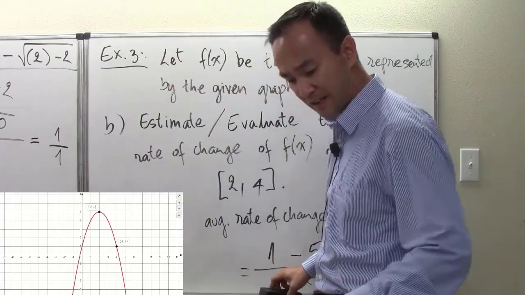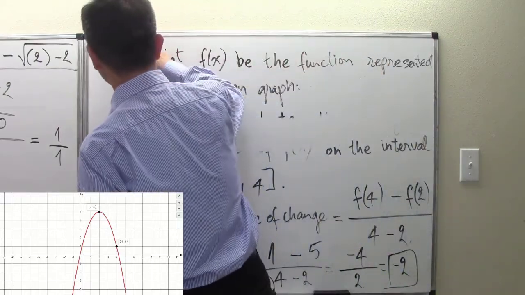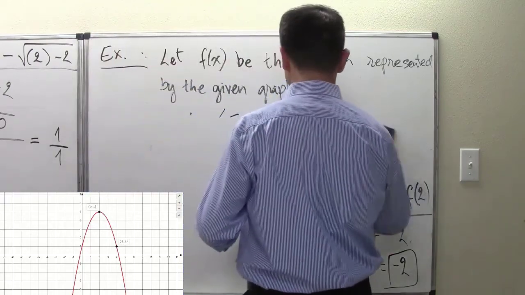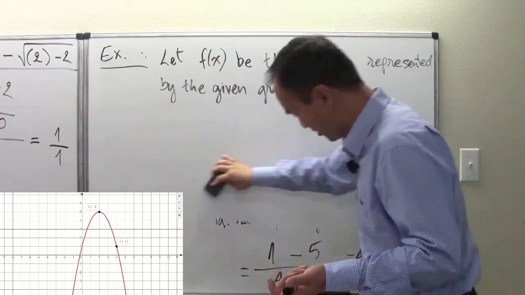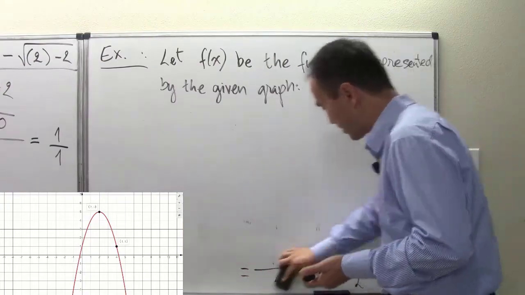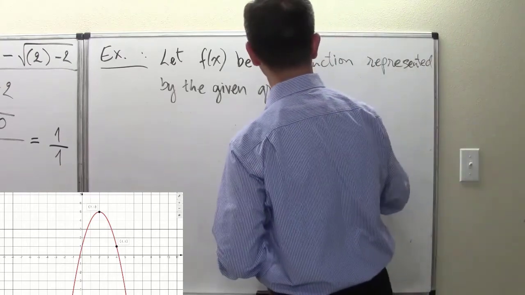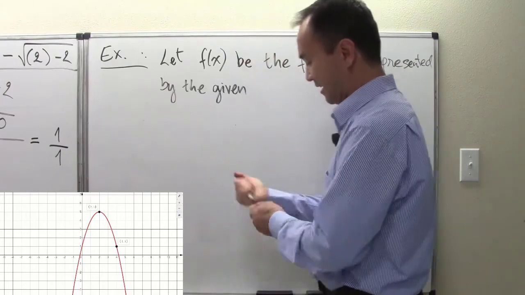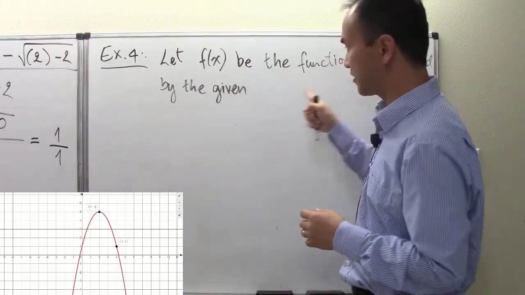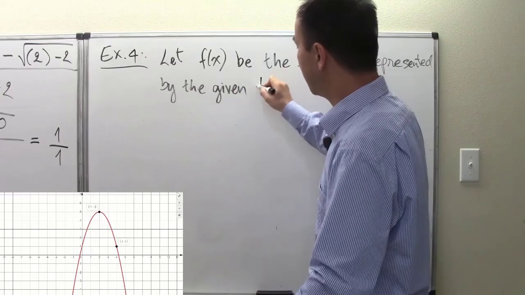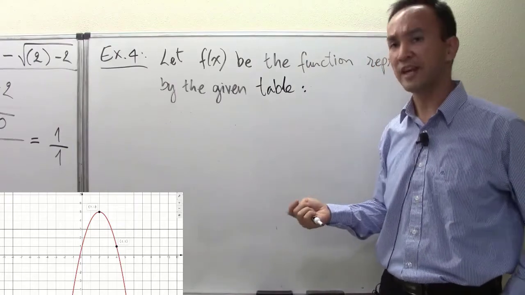All right, and now let's look at another example, where I call that example 4. A different challenge. We're still calculating average rate of change, but it's a different situation here, a different case here. Okay, so I would call that now example 4. Let f of x be the function represented by the given table. So instead of a graph like example 3, now we have our function given and represented by a table.